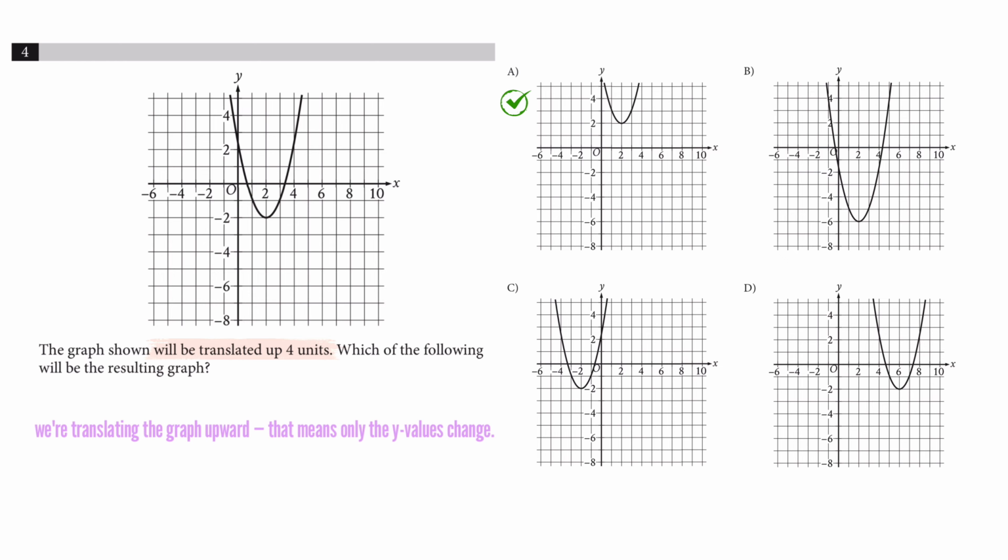So remember, we're translating the graph upward. That means only the y values change. The x values stay exactly where they are, but we add 4 to every y coordinate.